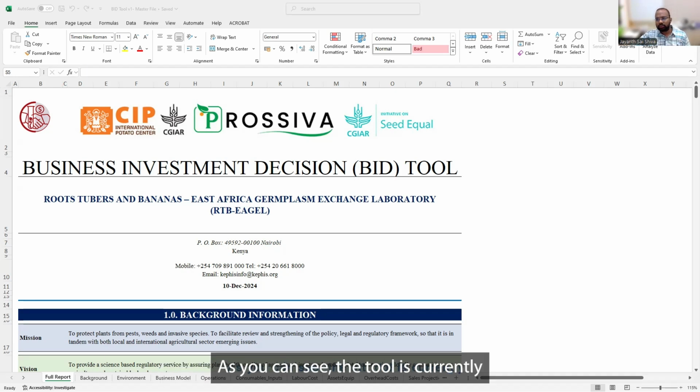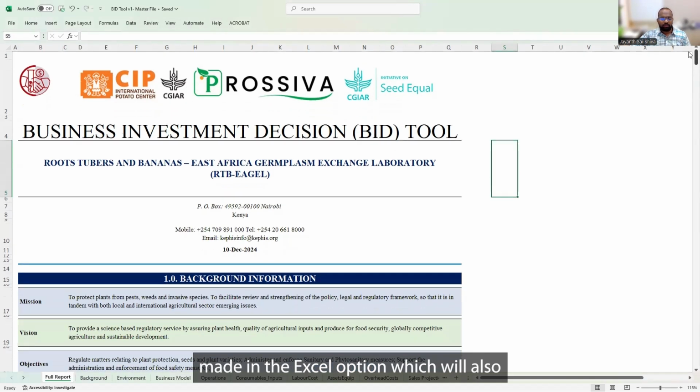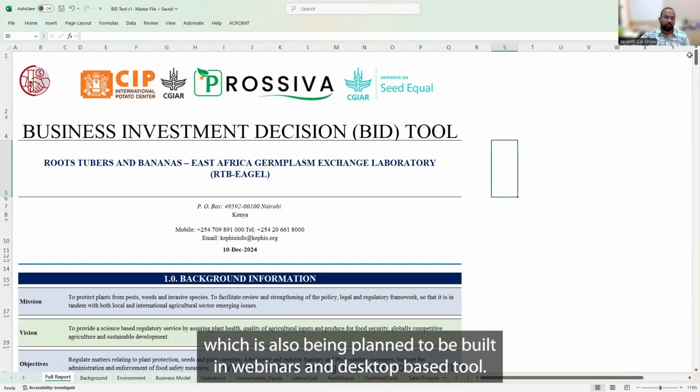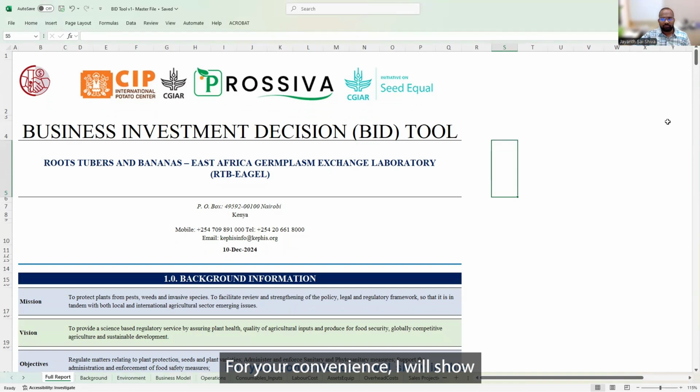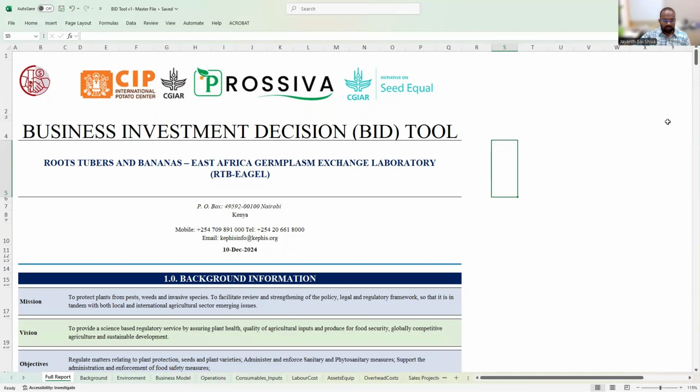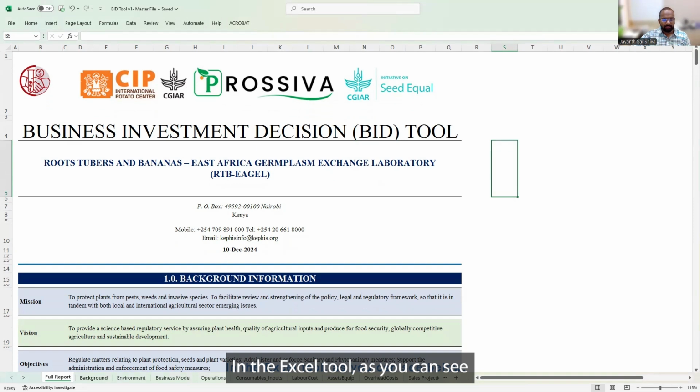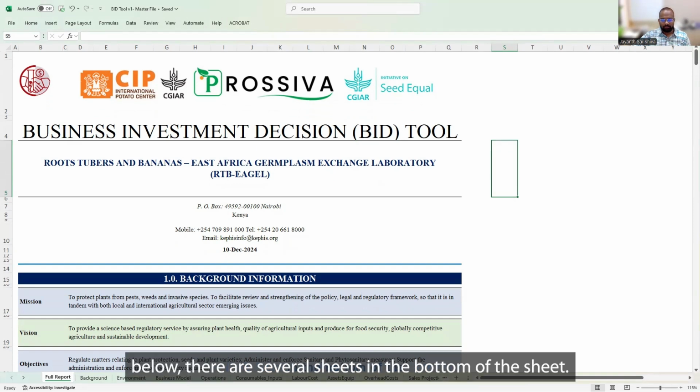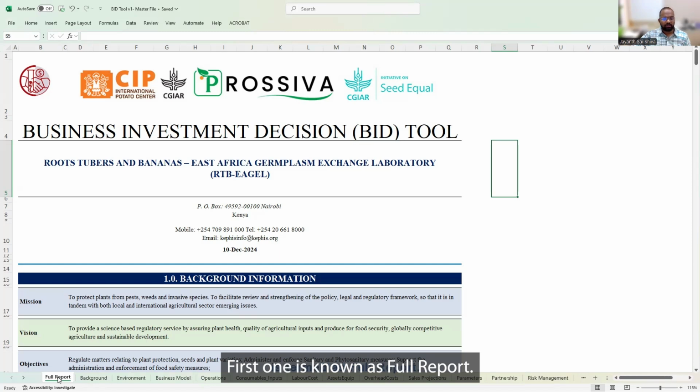As you can see, the BIT tool is currently made in the Excel version, which is also being planned to be built as a web-based and desktop-based tool. For your convenience, I'll show in this video the Excel tool. In the Excel tool, as you can see below, there are several sheets at the bottom of the Excel sheet. First one is termed full report.